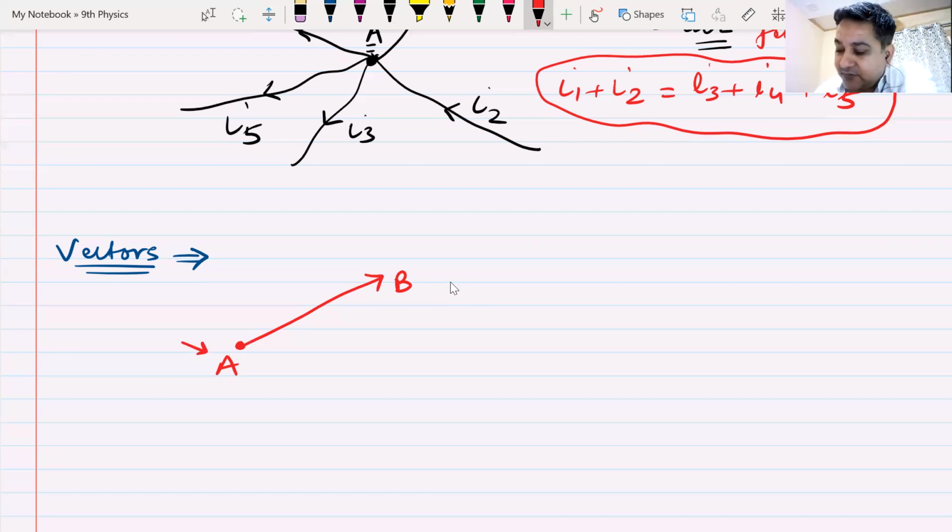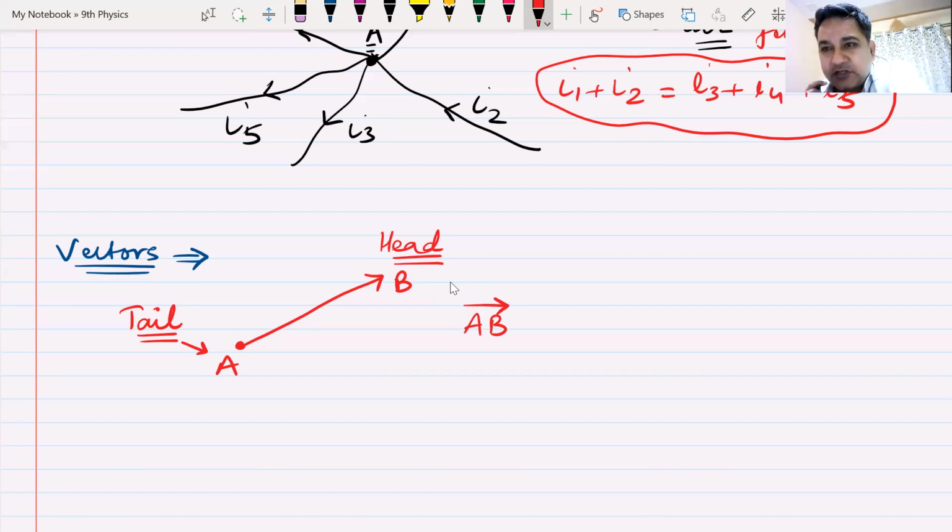This point A is known as the tail, the point where it starts, tail of the vector, and this point is known as the head of the vector. Tail, head. Do you understand this? And how do we write this vector? I write this vector as AB and I put an arrow from tail to head. So this now represents the vector AB. A is the tail, B is the head. Do you understand this?